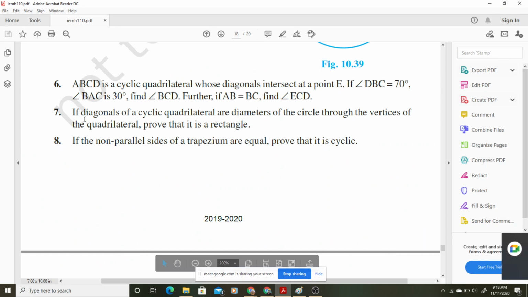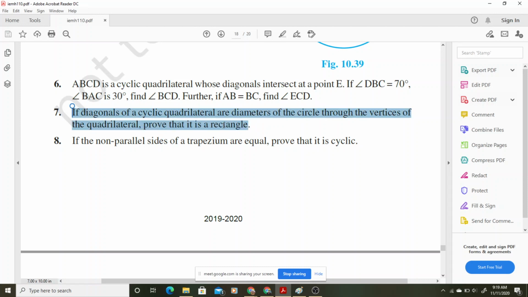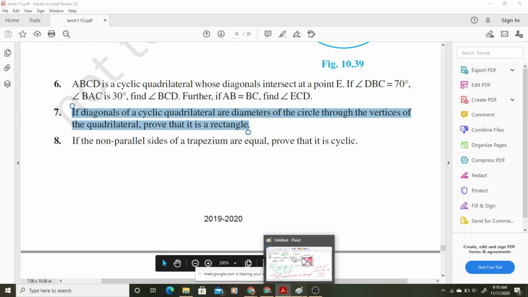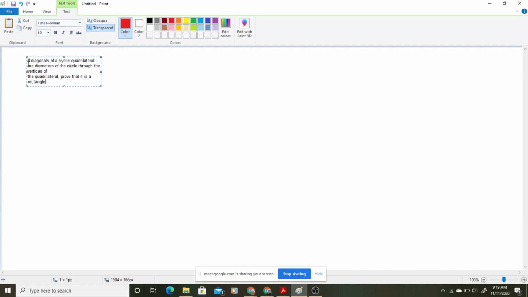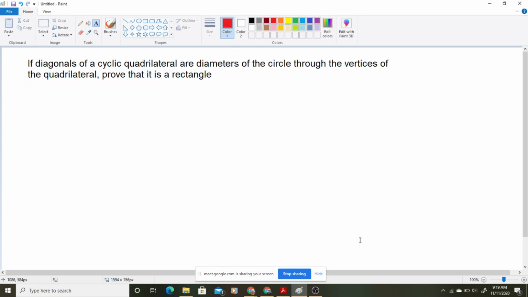Okay, this is the question 7th now. If diagonals of a cyclic quadrilateral are diameter of the circle through the vertices of the quadrilateral, prove that it is a rectangle. See, a very important question this one. So I'll copy this one from here. Okay, now you can read the question here only. This is question number 7.